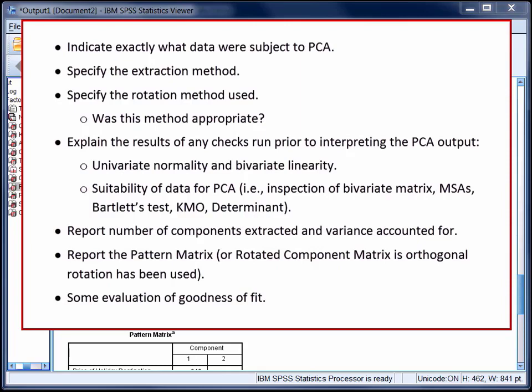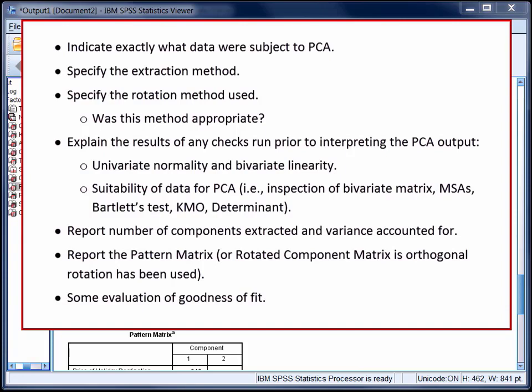So the bivariate correlation matrix indicated a number of substantial correlations. The individual measures of sampling adequacy were all above 0.5, as was the overall Kaiser-Meyer-Olkin measure of sampling adequacy. We'd also report that Bartlett's test was statistically significant and that the determinant was 0.238. And we'd need to explain how two components were extracted and could, in combination, account for 72.65% of the variance in the data. And we then report the pattern matrix in a nicely formatted table and make sure that we named each of the components in that table.